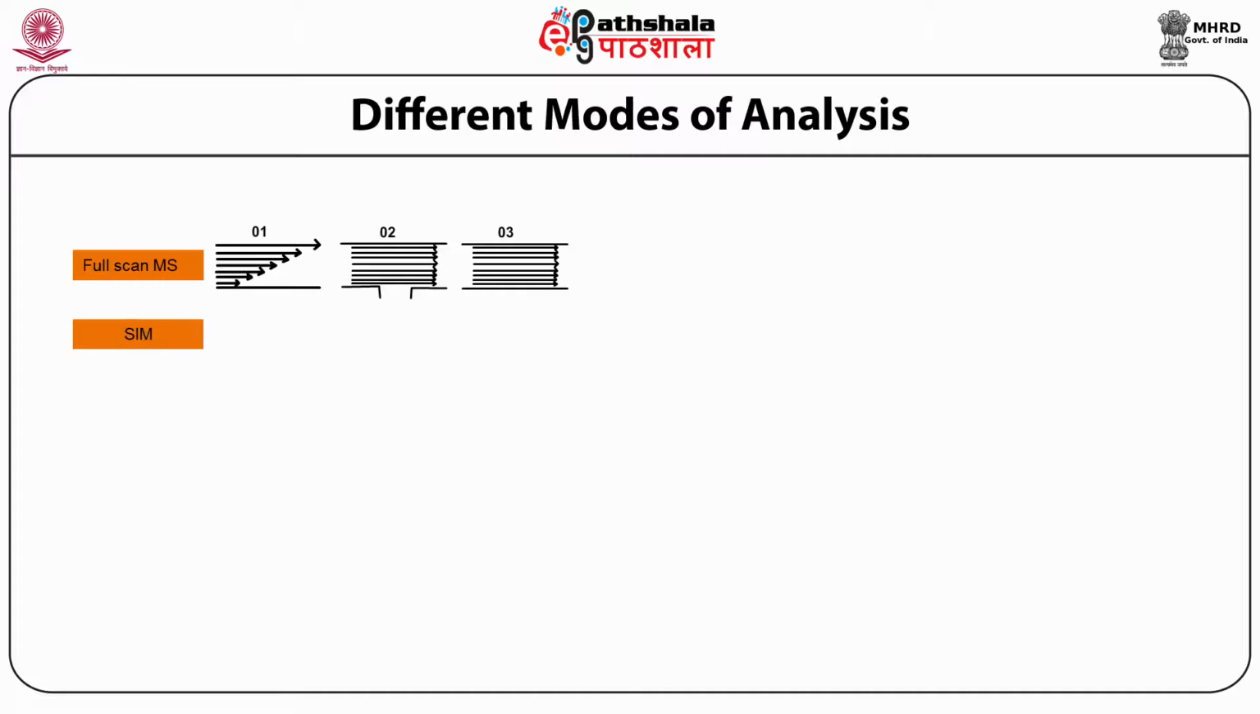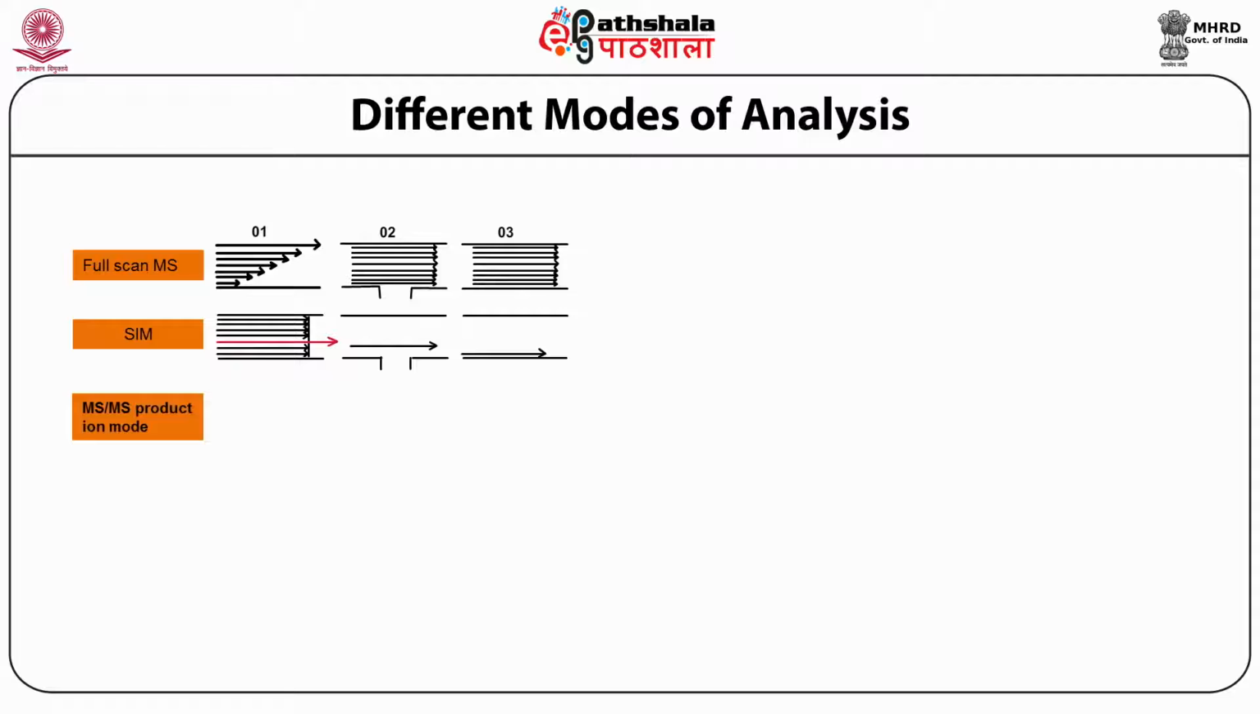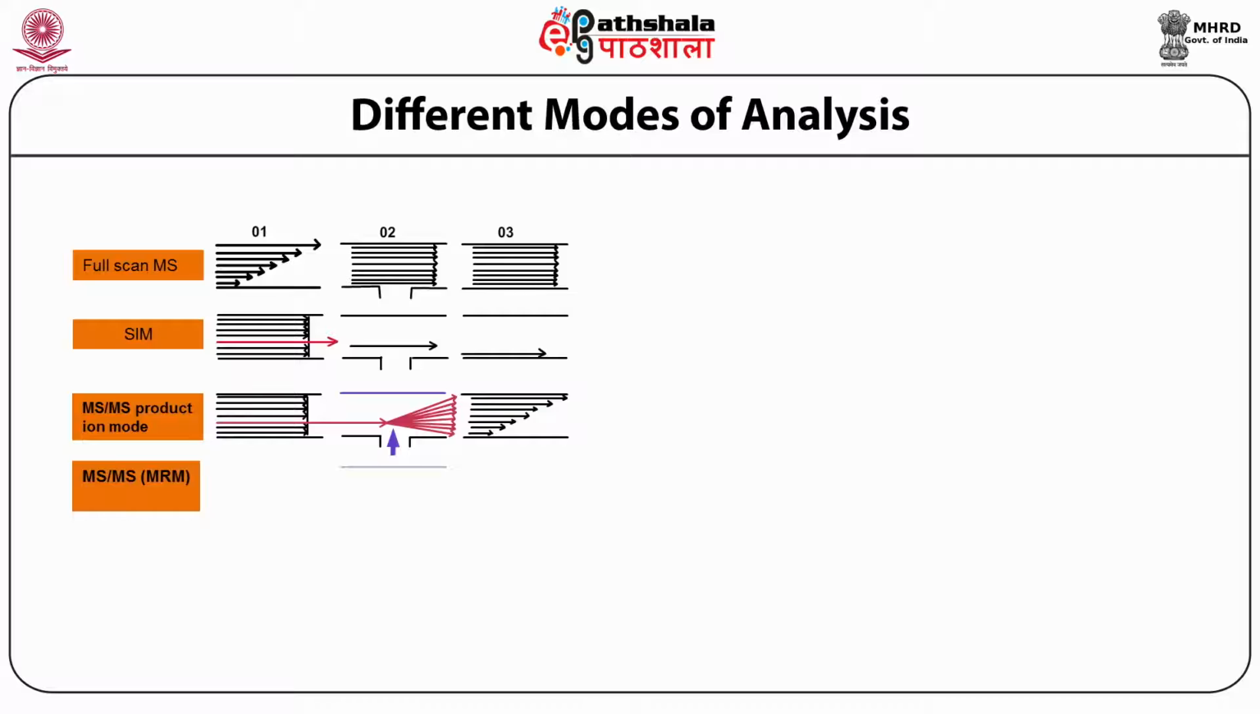The third one is the MSMS product ion mode, which is the most helpful method before we design MRM, that is a particular method. This MSMS product ion mode helps us to get the product ions or fragmentation pattern for structural elucidation studies.